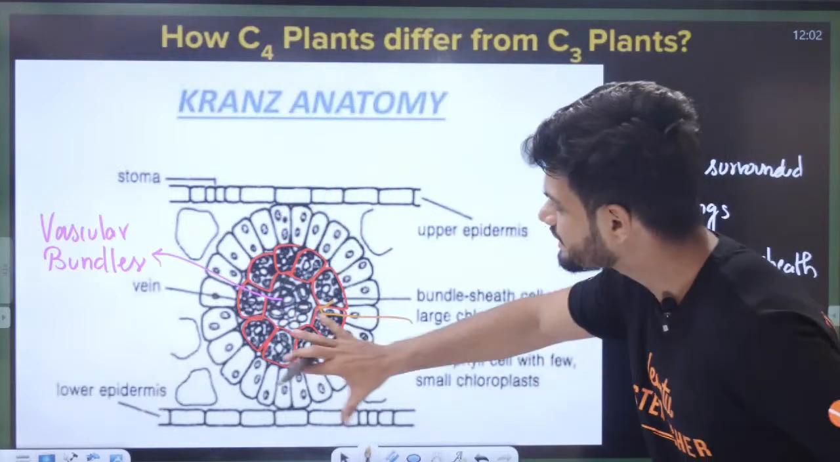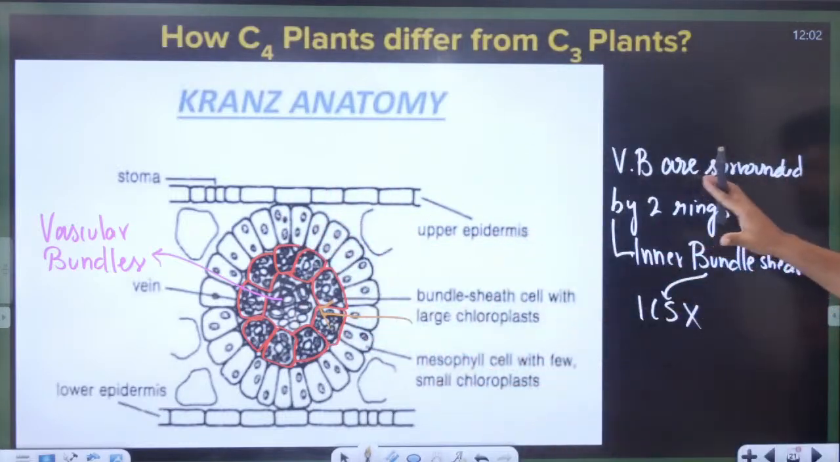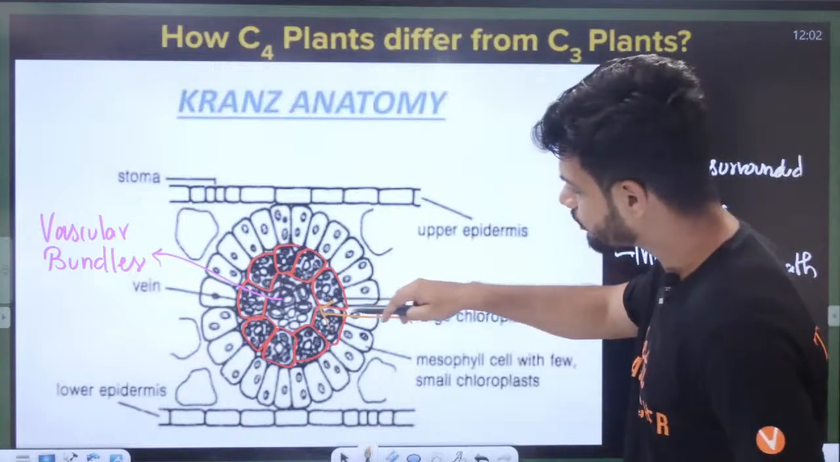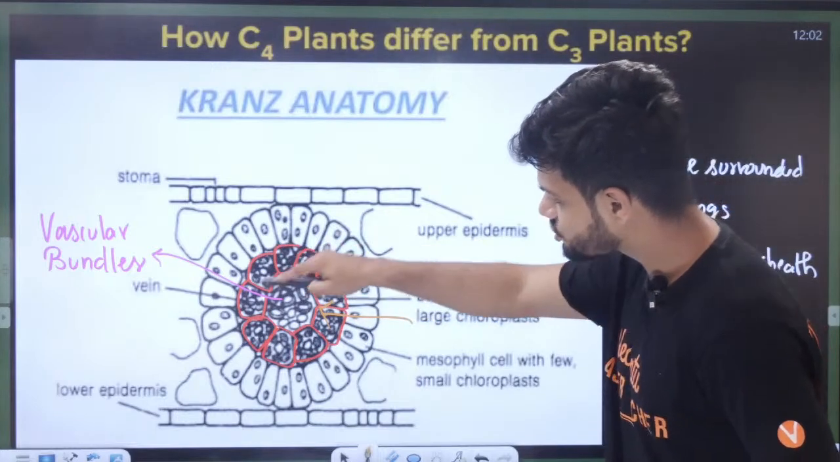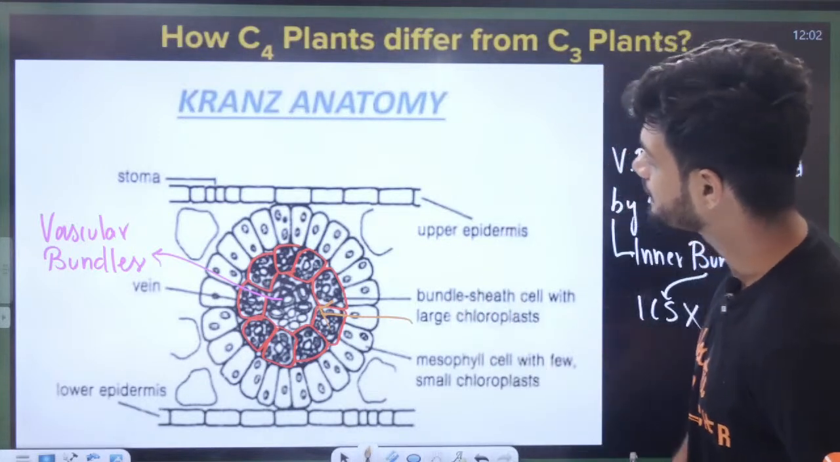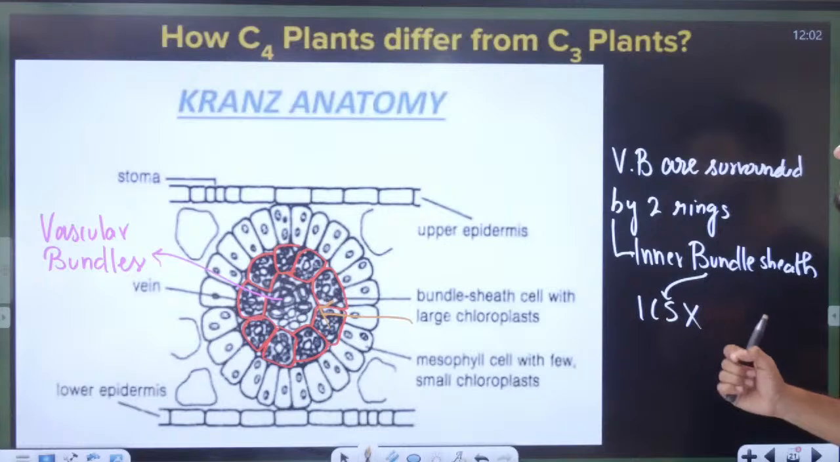This is called a wreath-like arrangement, where vascular bundles are surrounded by two rings. The inner ring is basically your bundle sheaths, which are completely impermeable to any form of gas exchange. They are compactly arranged. It is also called Kranz anatomy, which is found in C4 plants.